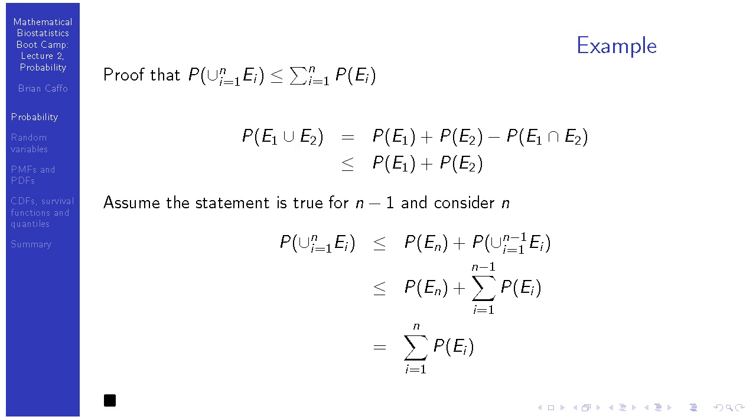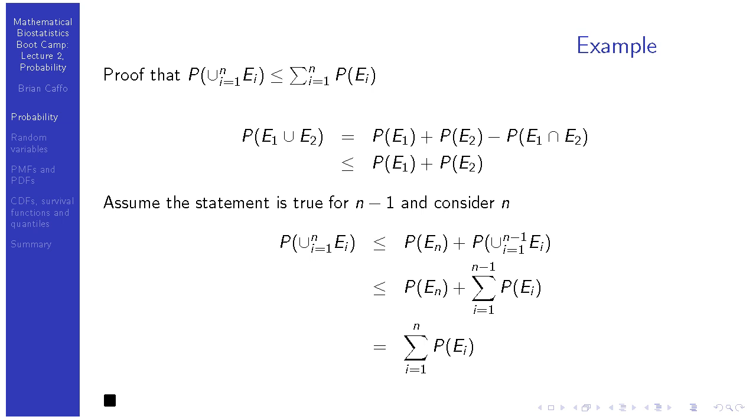Let's do a more complex example of the consequences of the probability rules. Recall that we discussed that the probability of the union of a collection of events is less than or equal to the sum of the probabilities. And recall that less than or equal to is an equality if the events are mutually exclusive. So let's prove this using mathematical induction. The way mathematical induction works is you prove it for some small statement, 1 or 2, then you assume that it's true for, say, n minus 1, and then prove that it's true for n. That's how mathematical induction works.